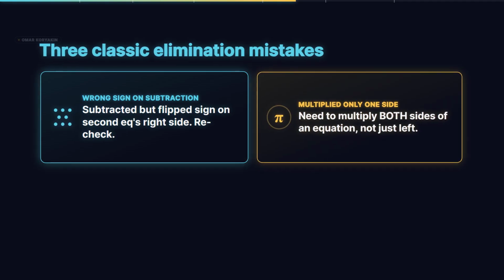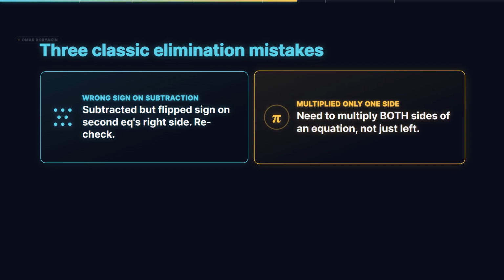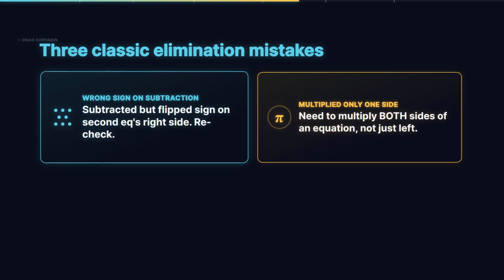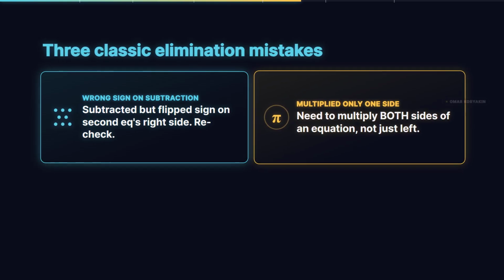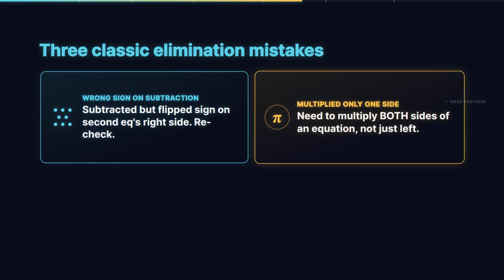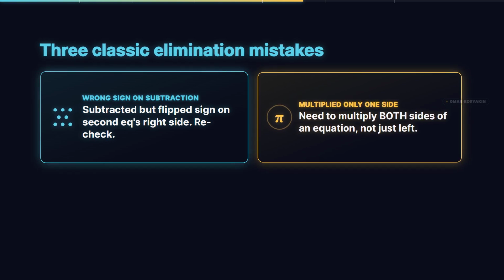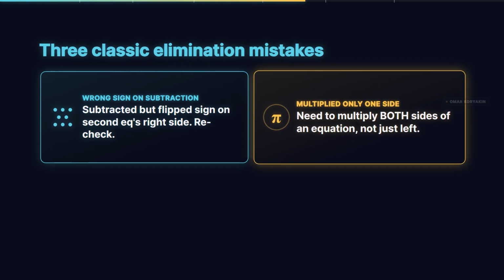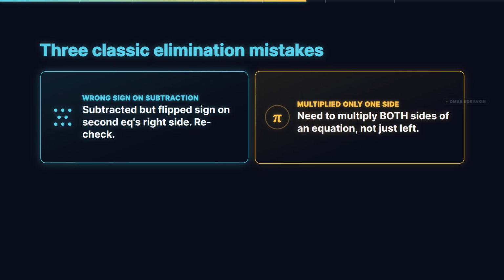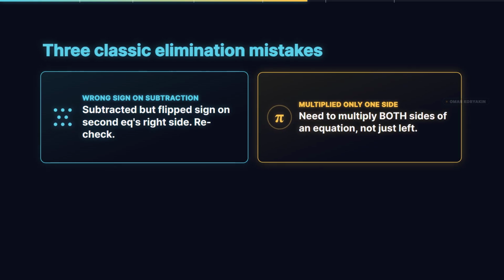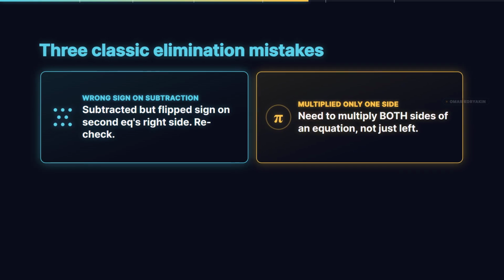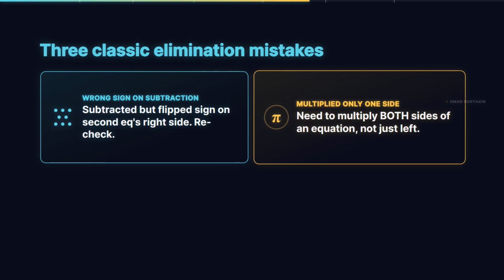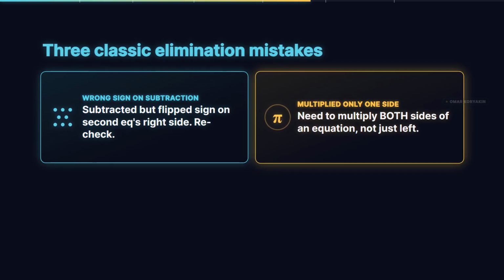Second mistake: multiplying only one side of an equation when scaling it for elimination. A student wanting to multiply the first equation by 2 writes 6x plus 10y equals 11, missing that the right side 11 also gets multiplied by 2 to give 22. The fix is to remember that multiplication by a constant is an operation on both sides of the equation, exactly as the section 3 balance principle requires. Always multiply through every term on both sides, not just the variable terms on the left.